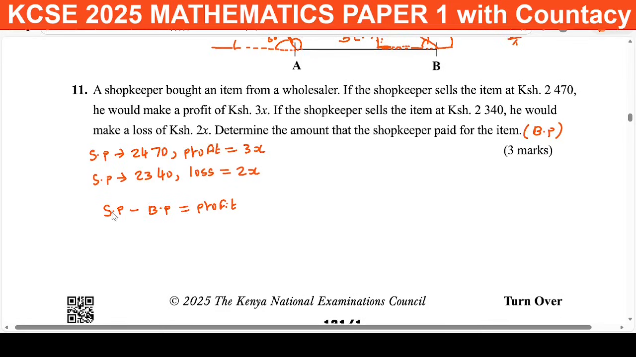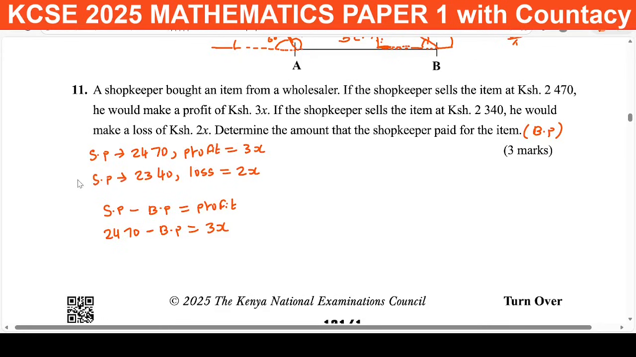So that would imply that what's the selling price here? The selling price here is 24.70 minus buying price. Do you know the buying price? Not really. That's actually what you are finding. The profit is 3x. Actually, do you know the profit? Not really. But we just have it as an expression, 3x. But at least we have formed something that looks quite good. Let's go ahead and see what we can do with this information.